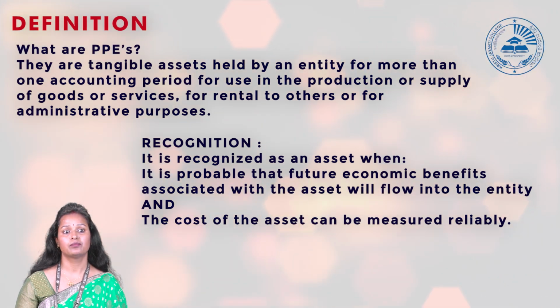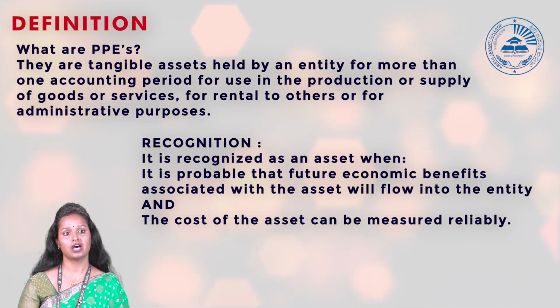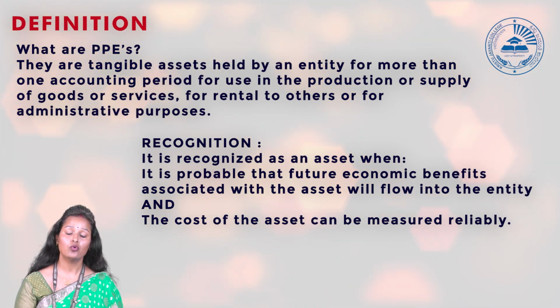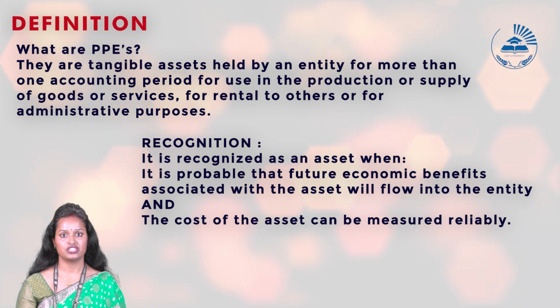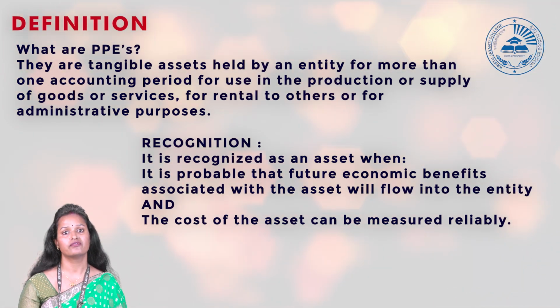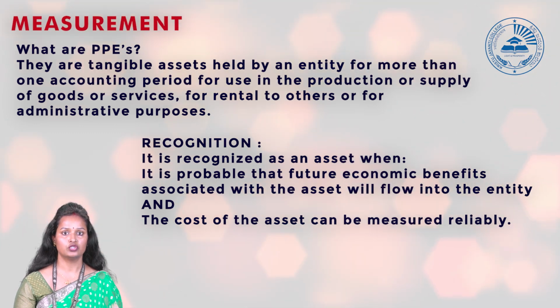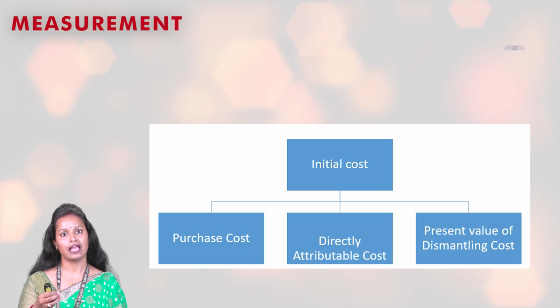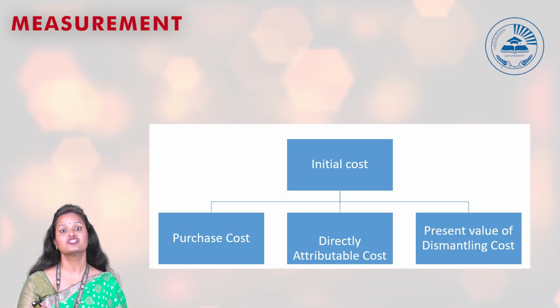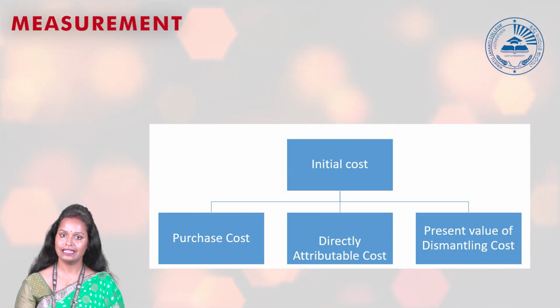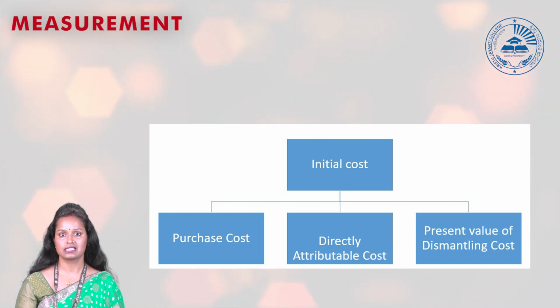Now next and very important, if we have recognized it as property, plant and equipment, the next step is how we are going to record it in our balance sheet, and what the value of the same will be. The measurement will be categorized in two ways. First will be the initial cost, that is, the cost we bear in the year in which we purchase this particular asset. That is what we record as the initial cost. And second will be the subsequent cost.